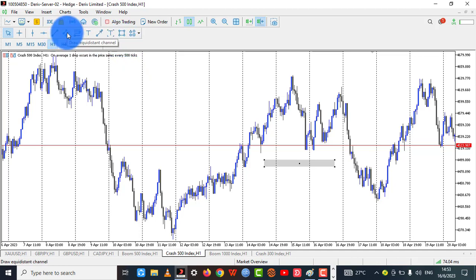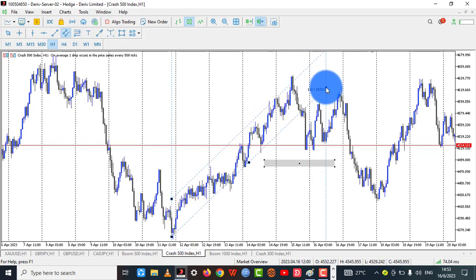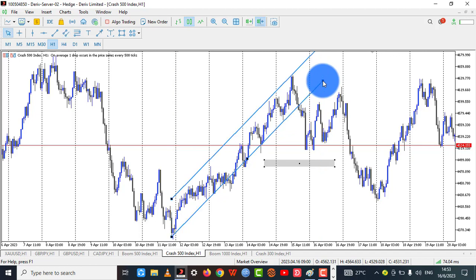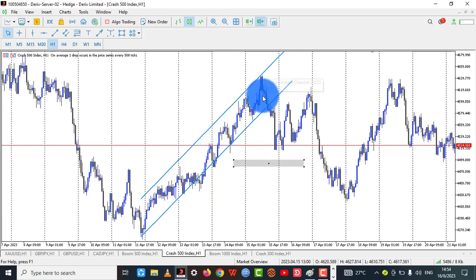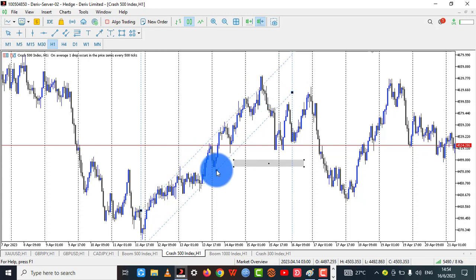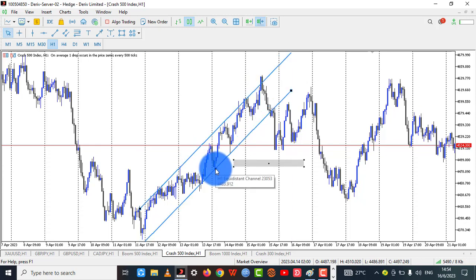Use this tool, the equidistant channel. Draw your flag pattern right there. And as soon as you draw your flag pattern, you're going to look for price to break out of this channel. Now let me position this just the proper way. Okay, I'm looking for price to break out of this channel. As soon as price breaks out of this channel, I'm going to look to sell.